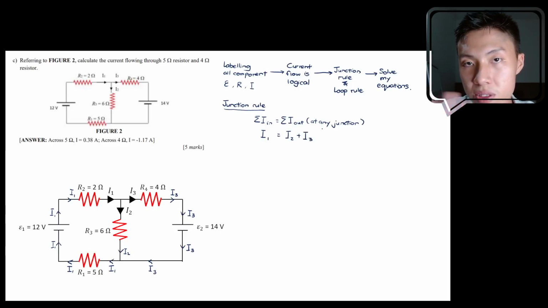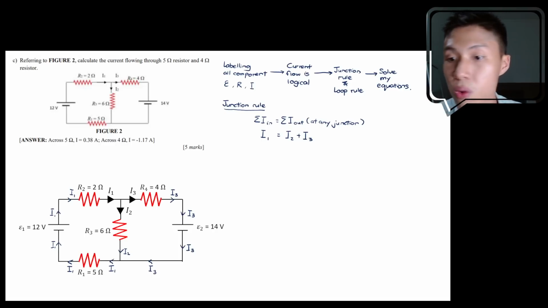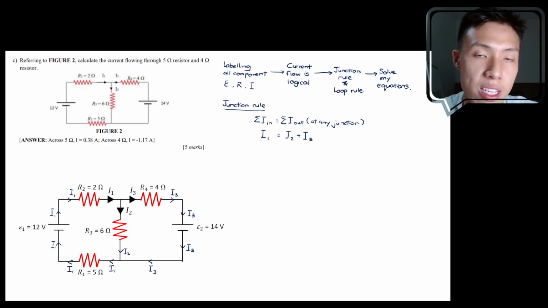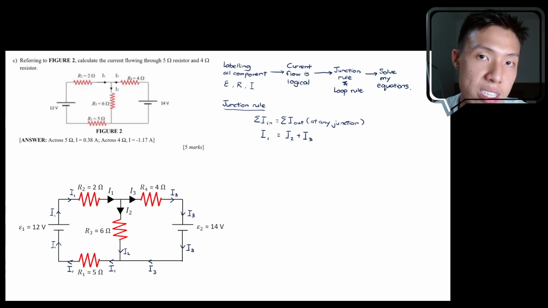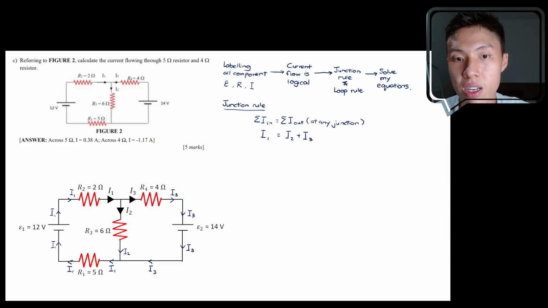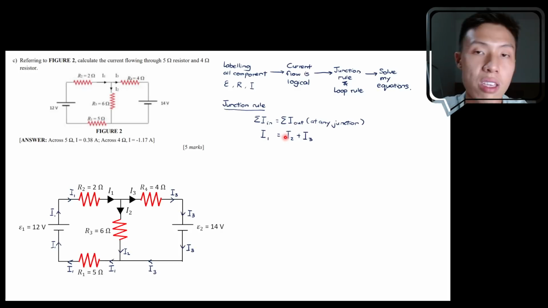There's no negative sign over here. You don't need to check whether you need to put a positive sign or negative sign here. If it's in, you put it on the left hand side. If it's out, you put it on the right hand side. Everything is positive here. So this is the equation that you have. You don't have the value for I1, and you don't have the value for I2 and I3 as well. So you are stuck here. If you are stuck here, then just leave it there and move on to the other rule, which is the loop rule.